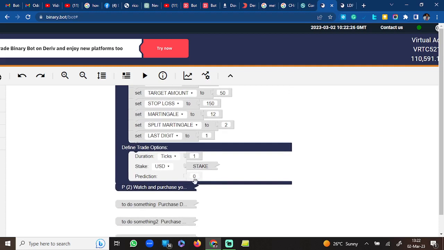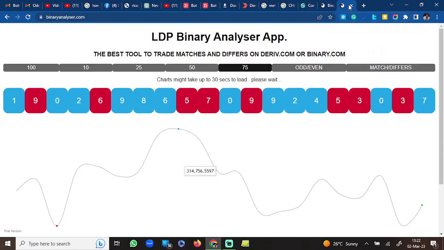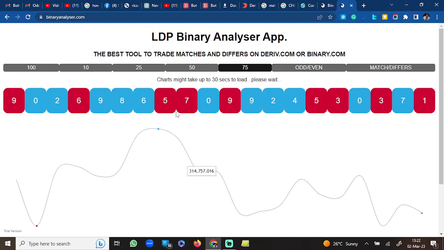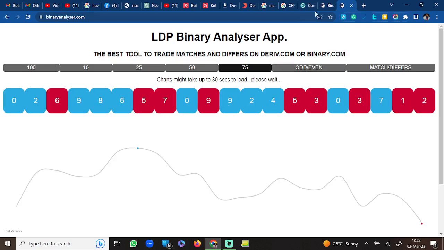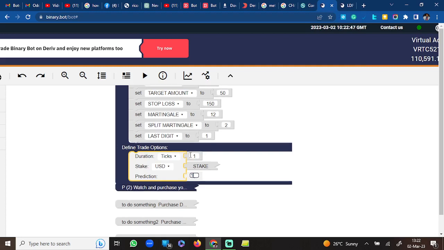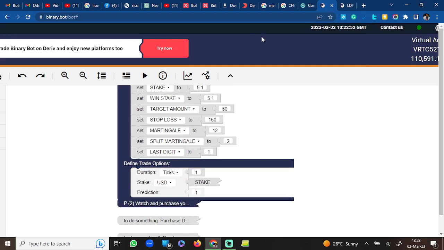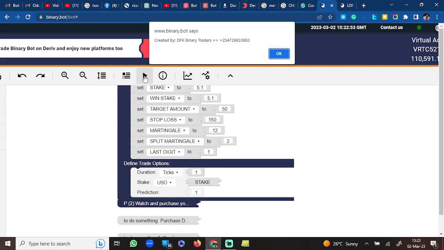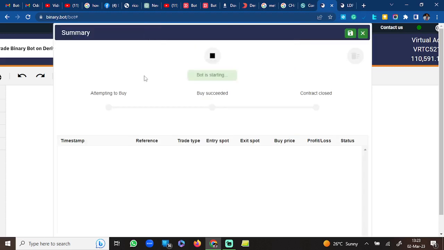Now we are looking at a digit different from zero. You can leave it at zero or at one or whichever. So you choose a prediction that you feel will not appear more frequently. Like you can see, one is not appearing so many times here, so we can have our prediction as one. Then of course our target is still 50. Then you run your bot.